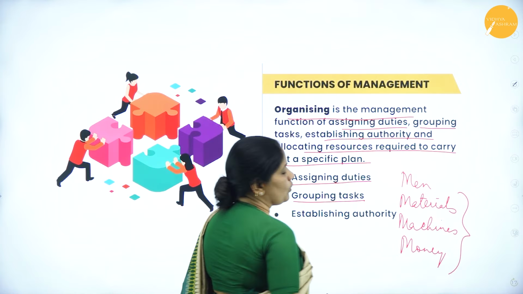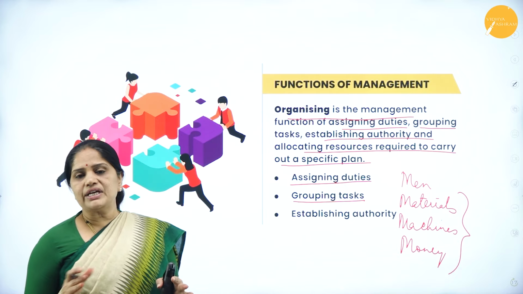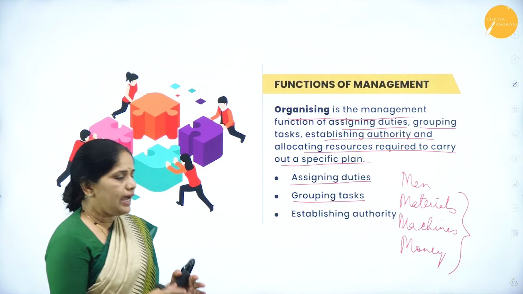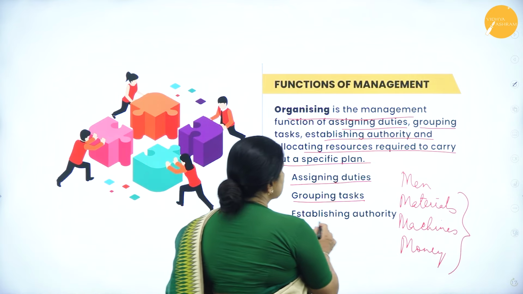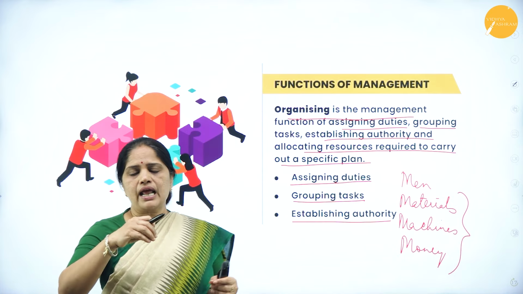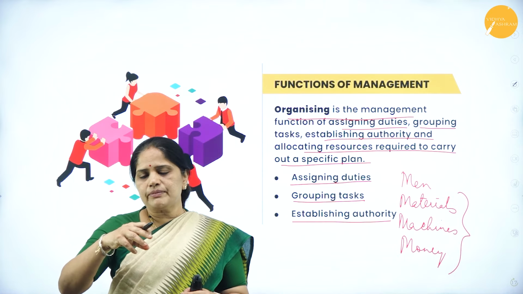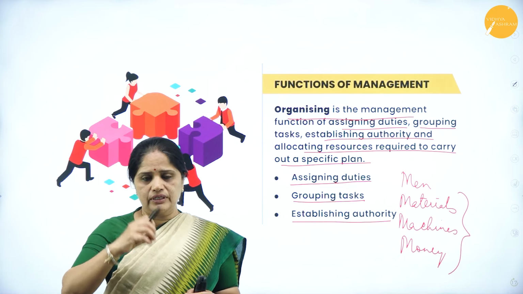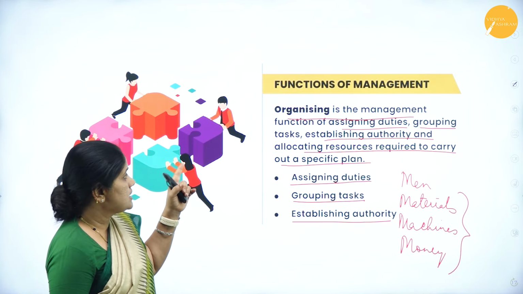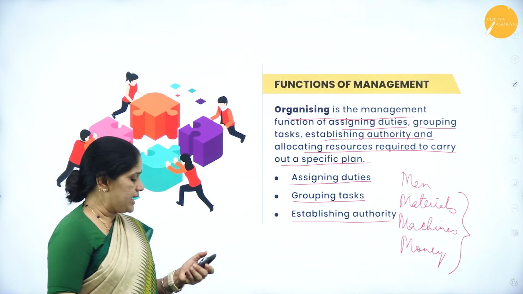Second one is grouping the task. So what are the various jobs to be done, and group similar jobs into tasks, and then establishing authority. So you give the authority to one of the persons and see that all the similar jobs in each of the departments are being done as per the plans. So this is the second function of management.